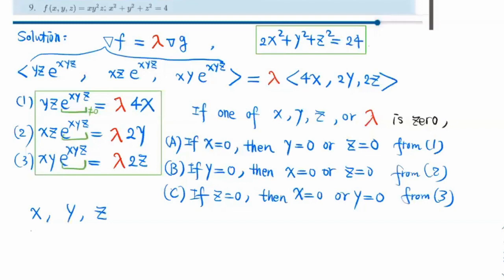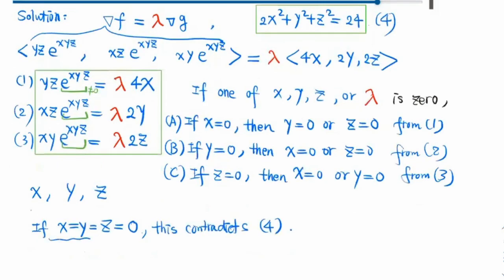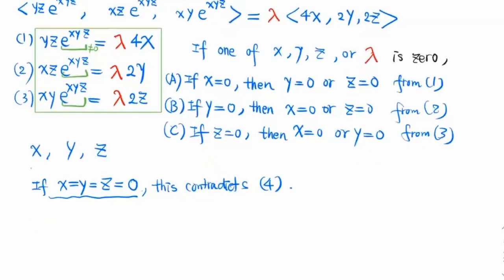Well, can all of them equal 0? No, because the constraint has to equal 24. This one here is going to contradict this equation, right? Yeah, so that is not going to happen. So let's call this equation number 4. So this is not possible, because it contradicts equation number 4. So you cannot have all of them equal 0.